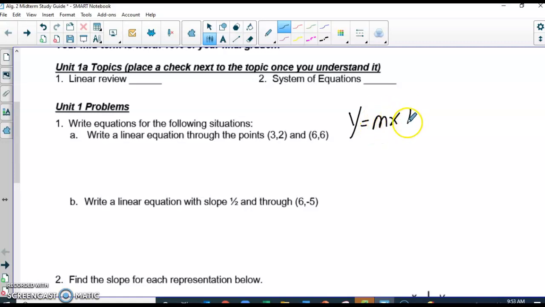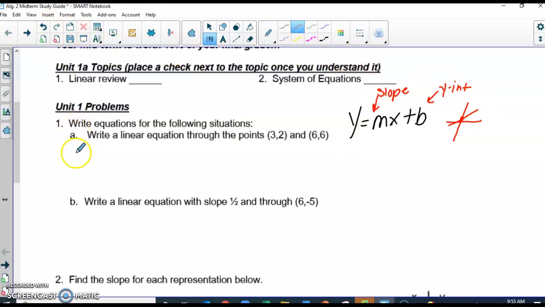The equation of the line is y equals mx plus b. We remember that our slope is our m, and our b is our y-intercept. And just a reminder that y-intercept is where the line passes through the y-axis, okay?